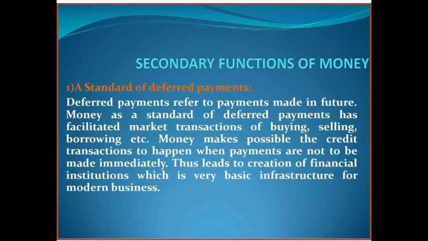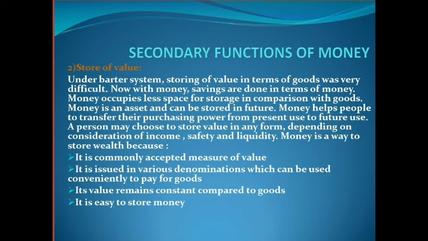Now let's learn how money is functioning as a store of value. Under barter system, storing of value in terms of goods was very difficult. Now with money, savings are done in terms of money. Money occupies less space for storage in comparison with goods. Money is an asset and can be stored for the future. Money helps people to transfer their purchasing power from present use to future use.